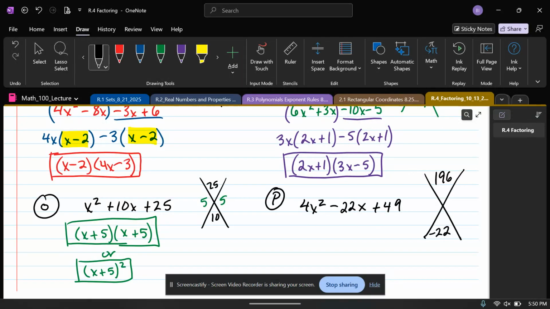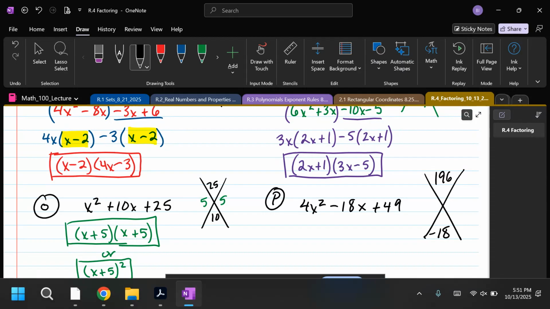That shouldn't be, change that from a 22, sorry. I wasn't thinking. Change that to an 18, minus 18. I think that's right. Or anything that multiplies to be 196 adds to be negative 18.